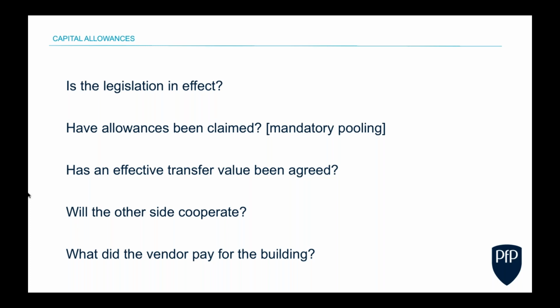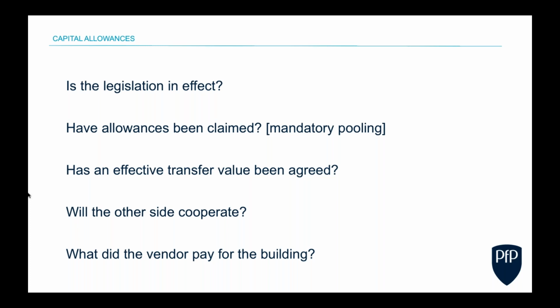So a couple of questions you can just maybe run through. If a client of yours phones you up and says, oh, I'm looking at buying this building, looking at selling the building, is the legislation in effect? Check the tax status of the vendor. Often, a copy of the draft contract will tell you who they are, or look on Land Registry and so on, and a bit of a search around on Companies House. Have allowances been claimed? Do we already know what the position is?